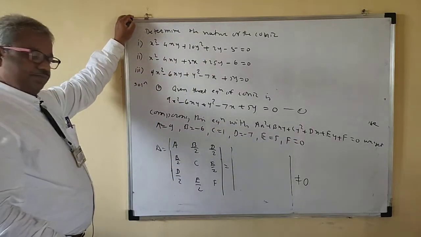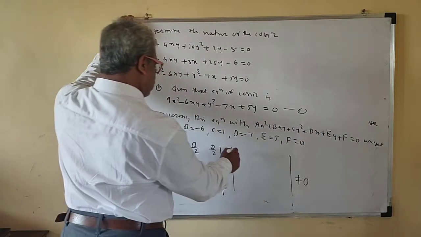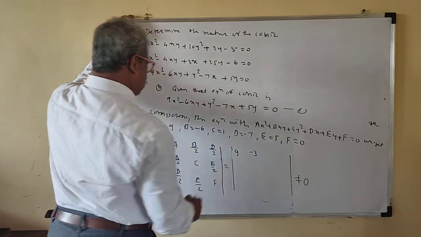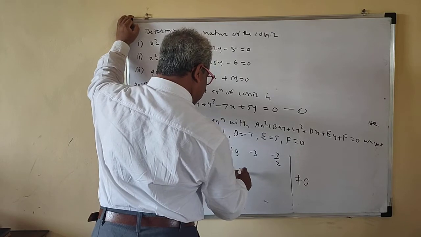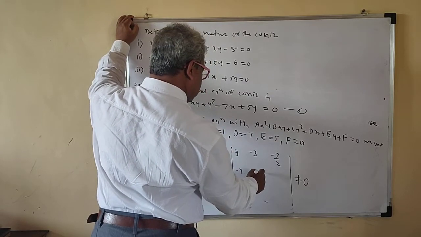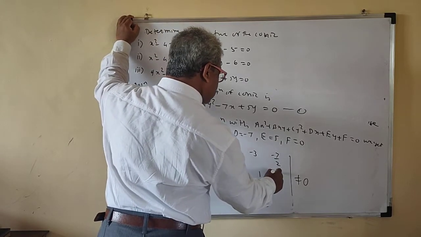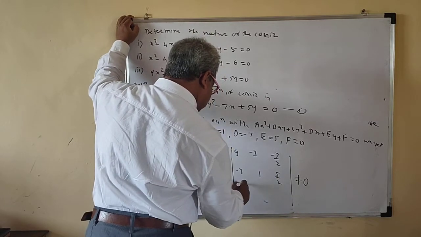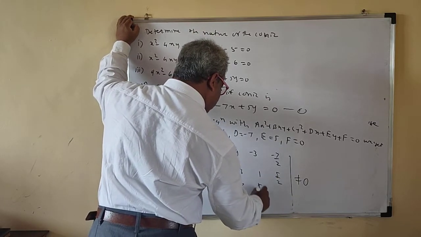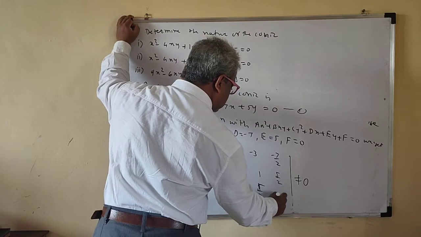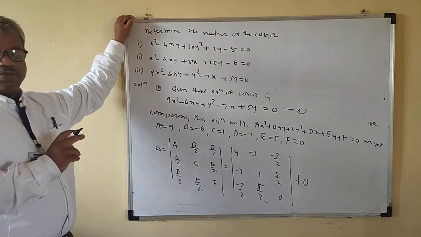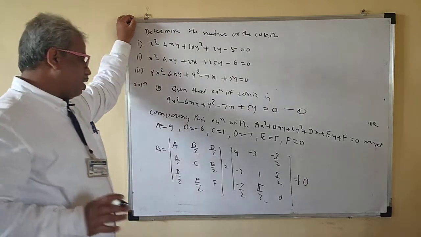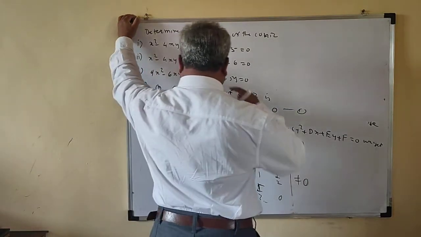So we'll put in the values. This is 9, minus 3, minus 7 by 2, minus 3. So here C is 1, and then this is 5 by 2, minus 7 by 2, 5 by 2, and your constant is 0 here. Easily you can expand this, so that will be not equal to 0.